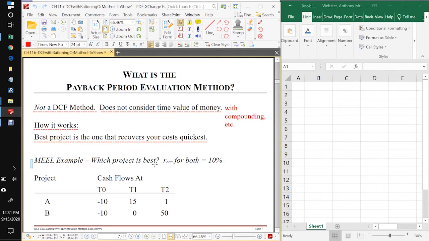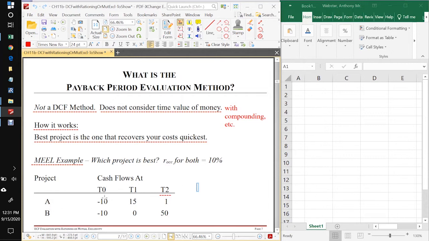Let's look at two projects. The opportunity cost of capital for both is 10%, and these are going to be MEE projects, i.e. they're mutually exclusive, and you can see here they both end at the same time at T2. So they are equal length. So we've got mutually exclusive equal length projects, project A and B.